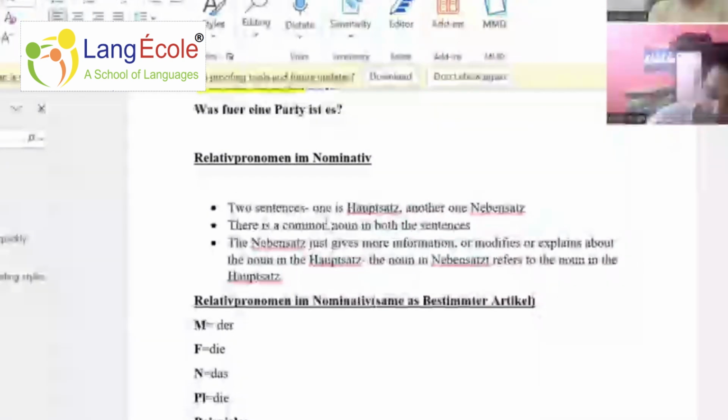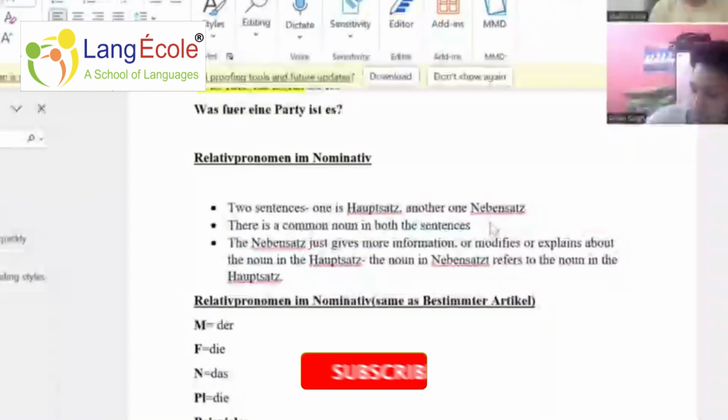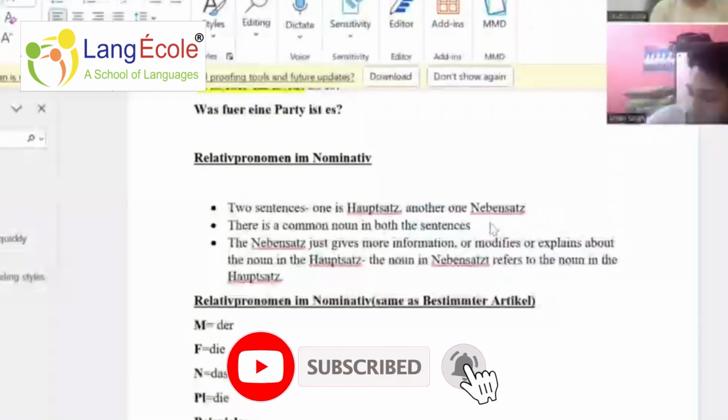She is a girl, she is beautiful. Now I can say she is a girl who is beautiful. If we want to join two sentences, you can use a pronoun in between, right? Every time you do not have to use a full stop. So, two sentences, one is Hauptsatz, another is Nebensatz. Sie haben zwei Sätze, ein Hauptsatz und ein Nebensatz.